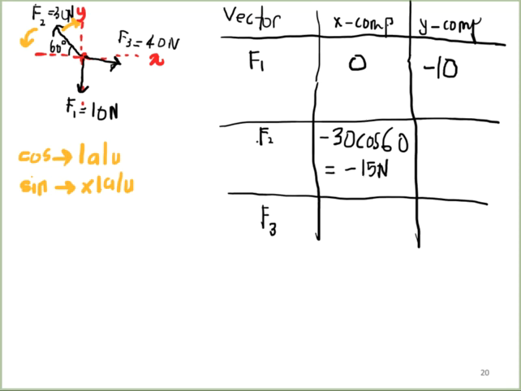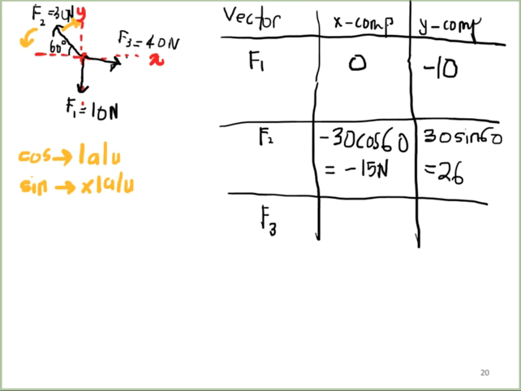For F2 in the y component, the direction will be upward, right? Because the direction is upward, it is positive. So the value is just 30, and it doesn't pass by the angle. So the trigonometry that we choose is sine, and the angle is 60. Press your calculator and the answer is 26.